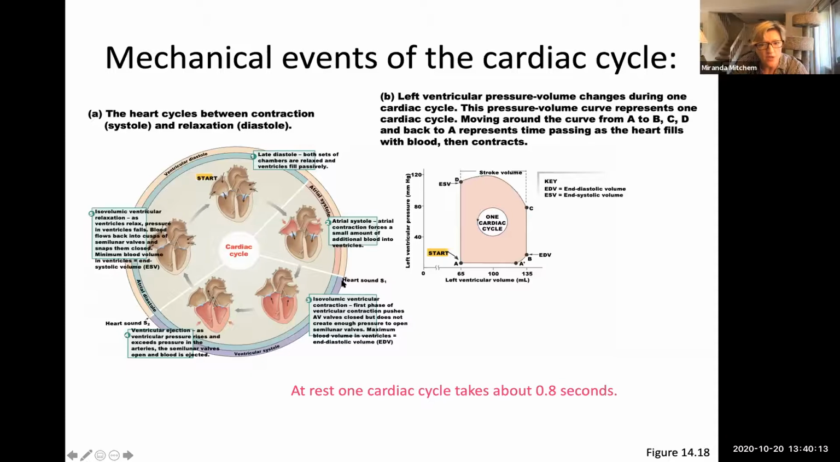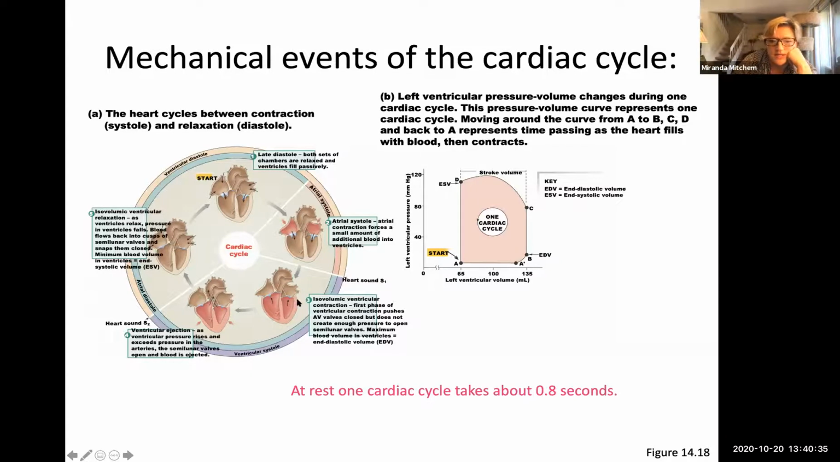And then we enter this period of time called isovolemic ventricular contraction. Boy, that's a mouthful. Isovolemic, same volume because the ventricles are full. So it's the same volume. We haven't gone out of the ventricles. We haven't opened up the semilunar valves yet to pump out to the rest of the body.